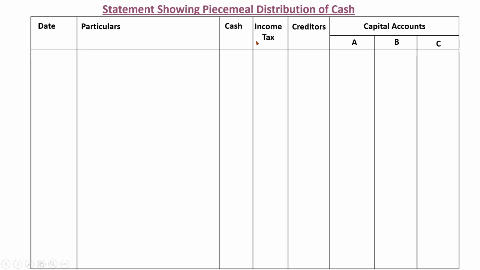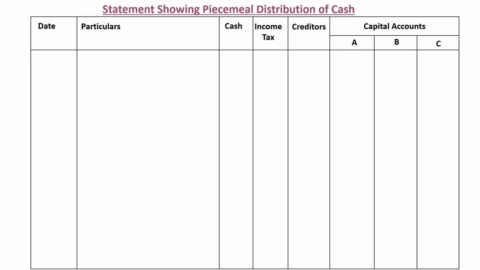So that's why before creditors we have recorded the income tax, because in order of payment we need to pay income tax before the unsecured creditors, right? And then partners' capital are paid. So for this question, this is our statement showing piecemeal distribution of cash.